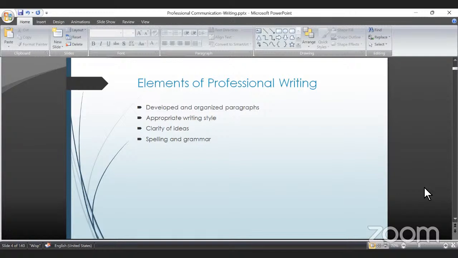Second is appropriate style. Third is your clarity of ideas. And the last is spelling and grammar. Do not think that, I know spelling and grammar. This is an area where even the most seasoned writers can go wrong, and they're very, very important. It looks like a silly thing to be put up on a slide or to talk about. However, the consequence if you submit a report or a research paper or anything that you write riddled with spelling errors and grammar errors is unthinkable.